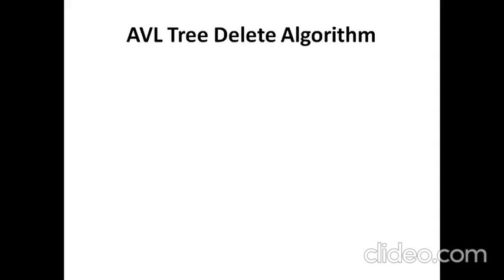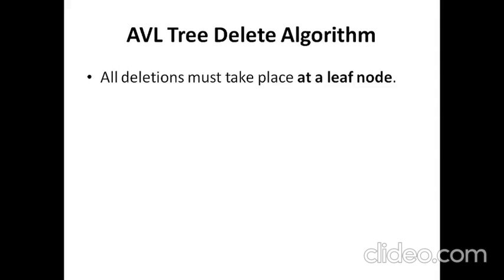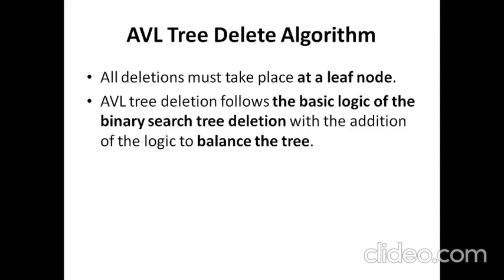Now coming to the delete operation, it's also going to be very similar. Deletion could also cause a tree to become out of balance, just like insert has the possibility. So all deletions must take place at a leaf node only, and AVL tree deletion follows the basic logic of binary search tree deletion with the addition of balancing the tree.